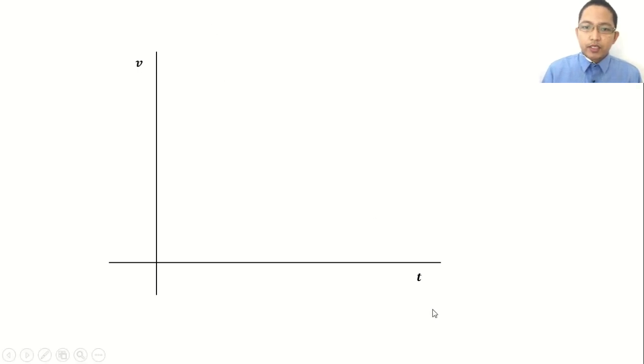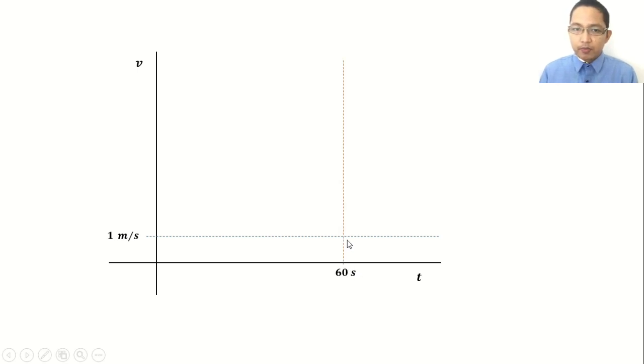Now we put in the graph the details that we know. The initial speed is 1 meter per second. That goes here, and trace that point with a dotted line. Next, our time is 60 seconds. So let's put that on the t-axis as well, close to the end. Then trace that point with a dotted line as well.